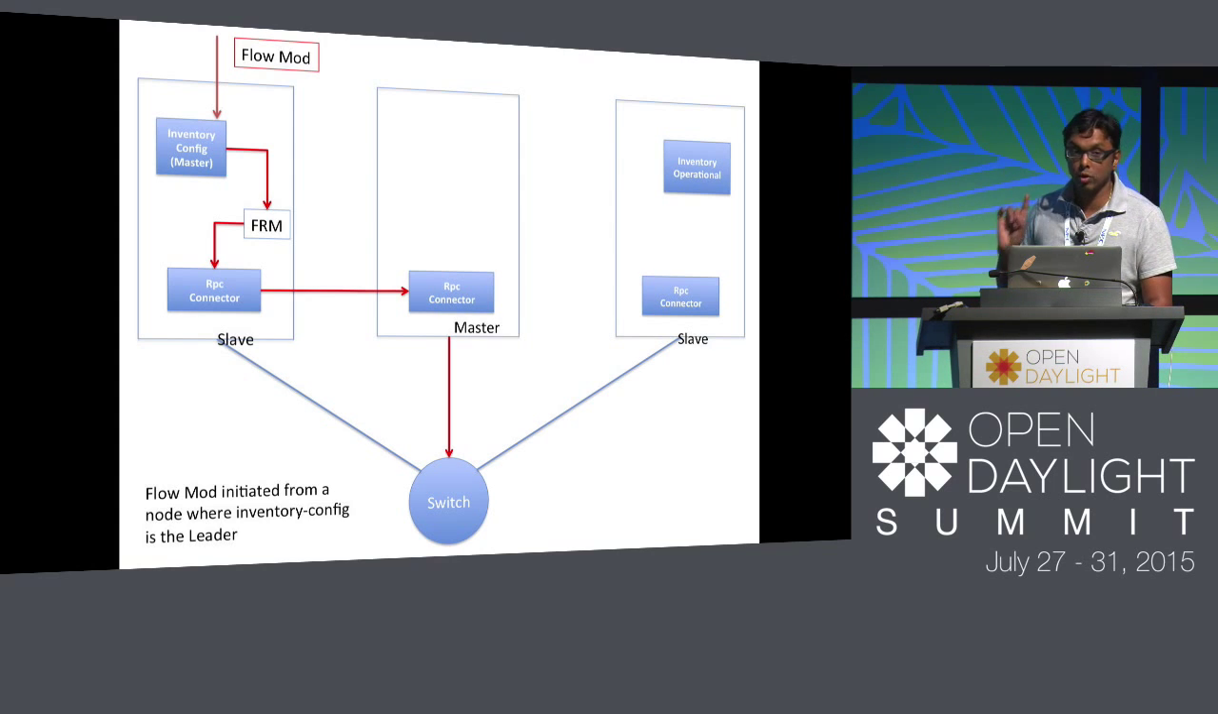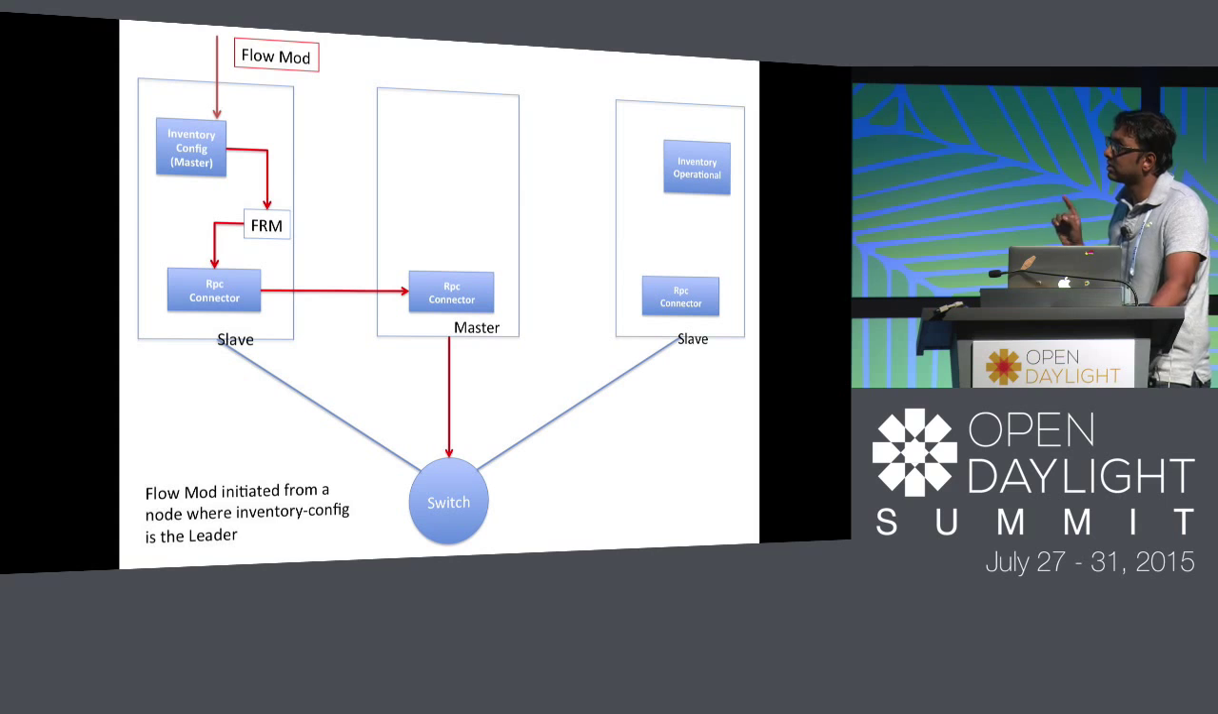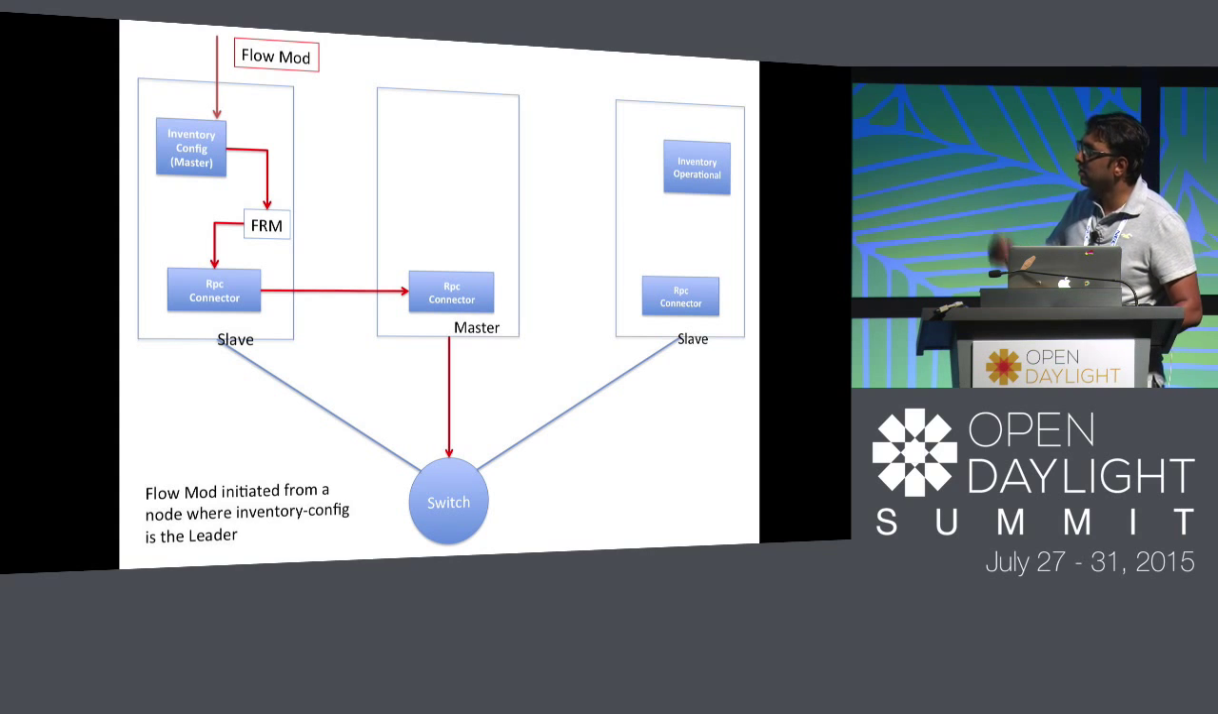Now I'm trying to make a flow mod from member 1. The way it will work is that the flow mod will result in insertion into the inventory config data store master, and from that the forwarding rules manager will get a notification.